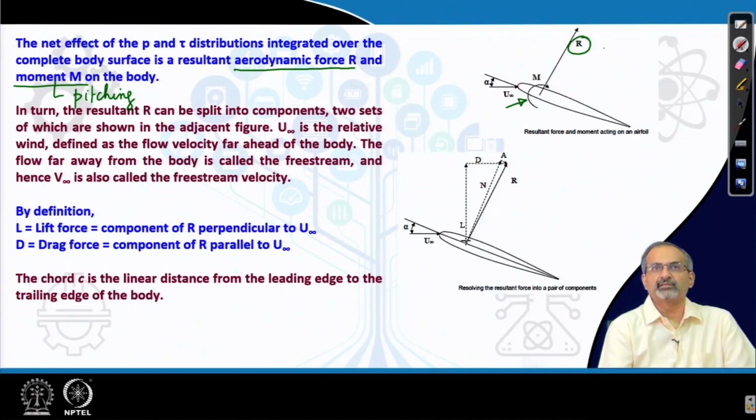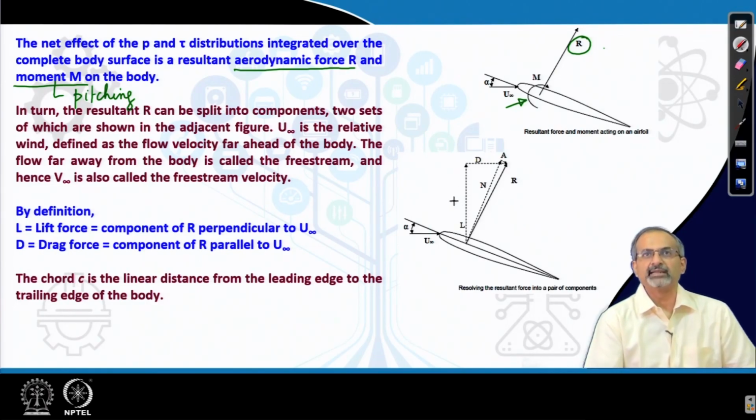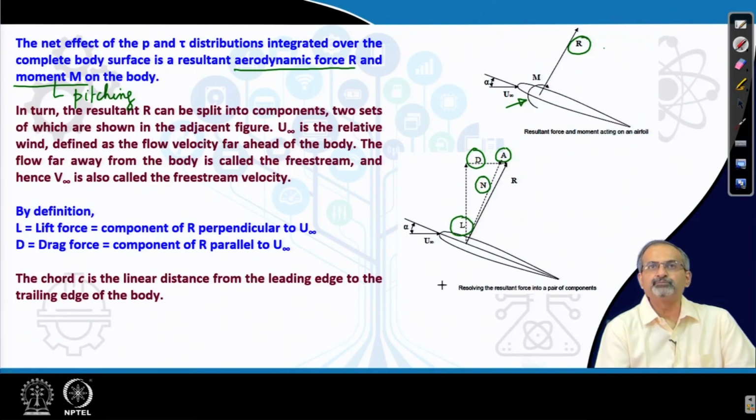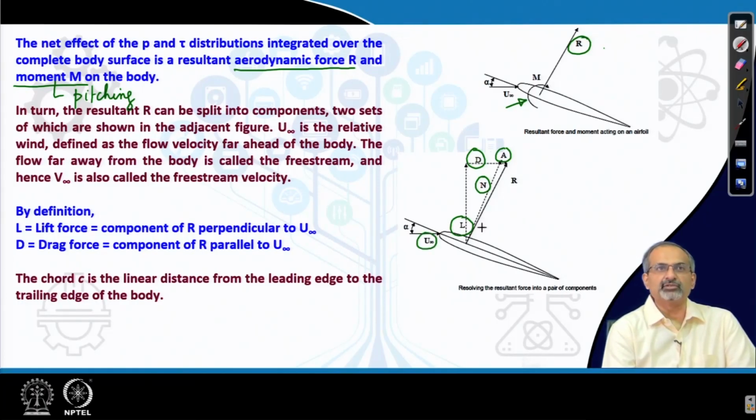You can resolve the resultant force into 2 possible components. One way of resolving it is the force components which are orthogonal to the chord and parallel to the chord. So, that forms the normal and the axial force. There is another way of resolving it, into the two force components lift and drag, which happen to be perpendicular to the free stream and parallel to the free stream.